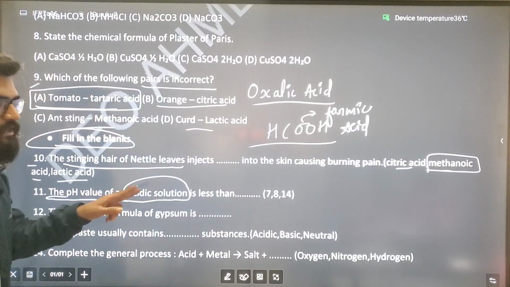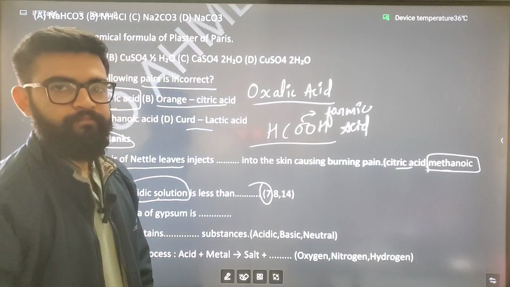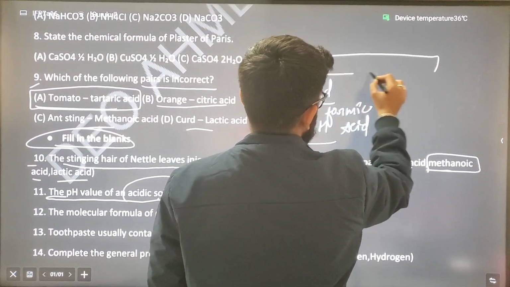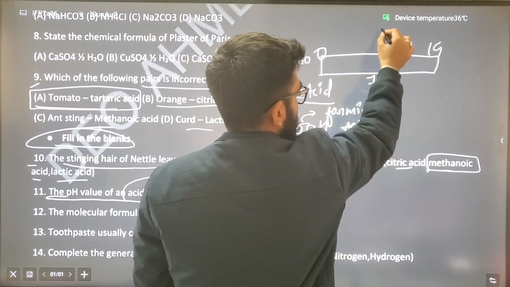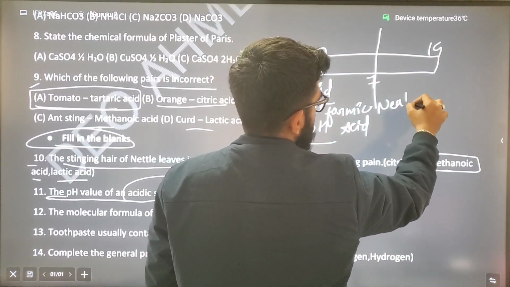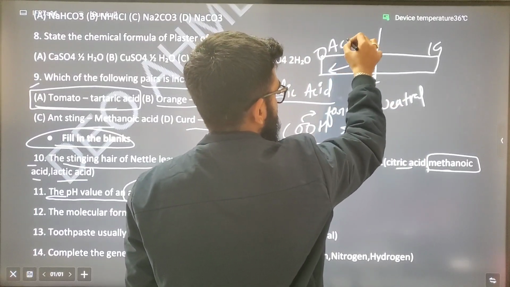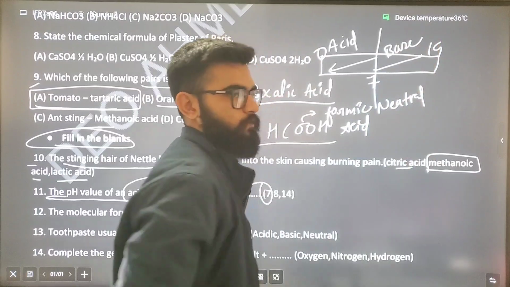The pH value of an acidic solution, the whole nation knows the answer, is less than what? Is it less than 7? Remember the pH scale: 0, 7, 14. At 7 the pH is called neutral. Less than 7 is acidic, greater than 7 is basic.